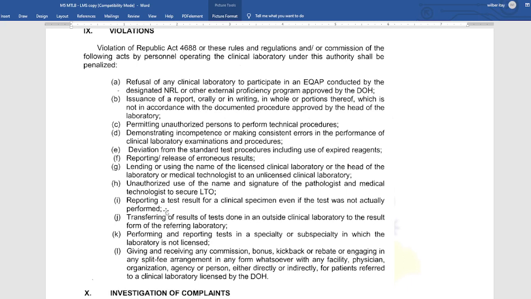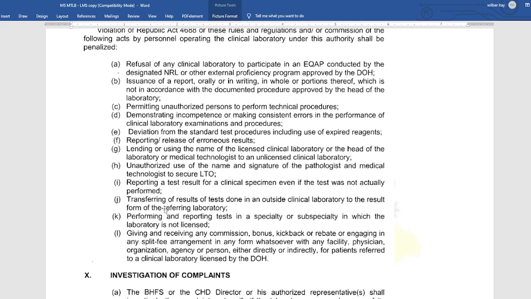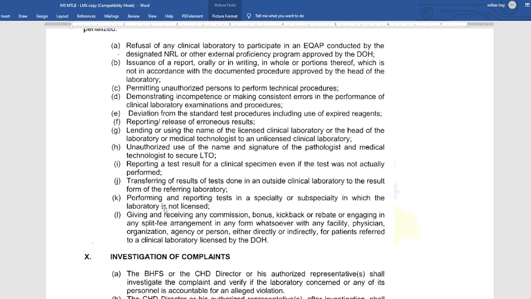Eto guys, some clinical laboratories do this one. Nagre-report sila ng test result without performing the test, especially pag mga fecalysis na hindi for consultation. Yung mga for application ng work. May mga laboratory gumagawa niyan. Hindi na nila tinetest. Bawal yun.